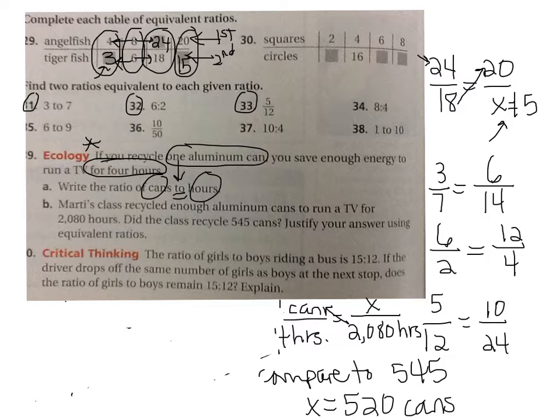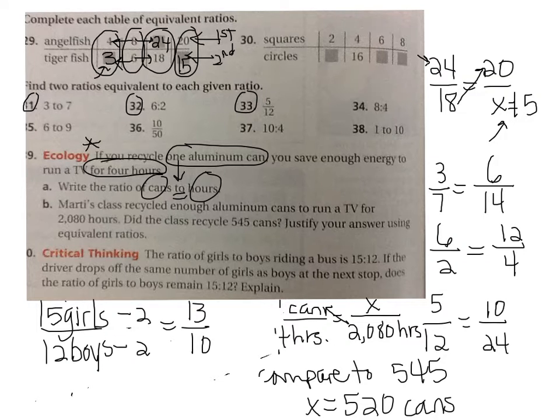What do you think? Yes. Would the ratio stay the same? If the bus driver drops off the same number of boys as girls, would it stay the same? No. Let's try it. If you're not sure, try it. Let's just say we have 15 girls to 12 boys. If the bus driver drops off, let's say he drops off 2 and 2, because the same number of girls will get off the bus and the same number of boys will get off the bus. So let's say that 2 get off, which changes my ratio to what?